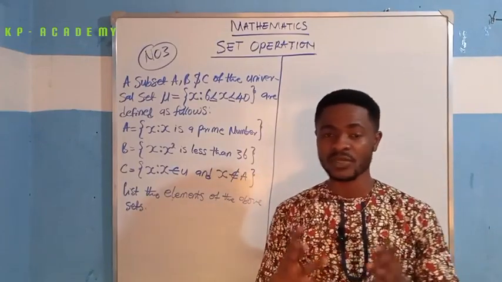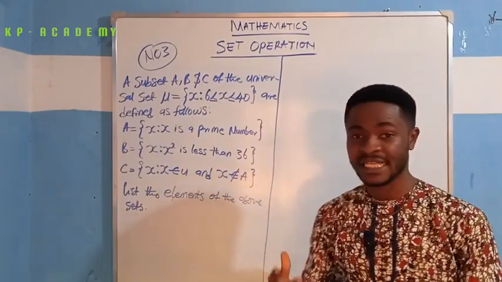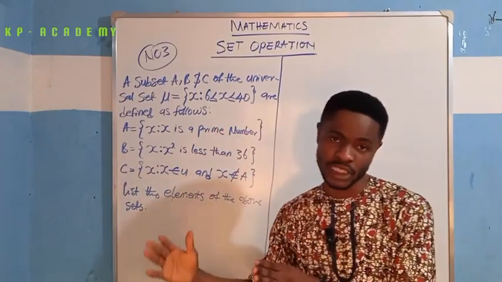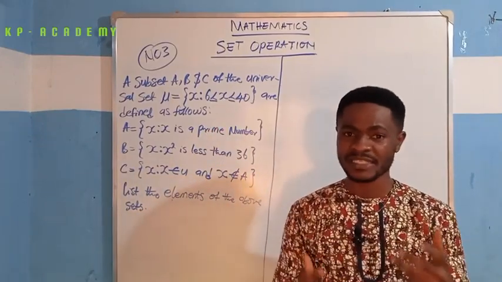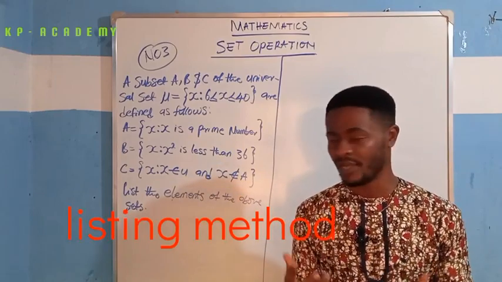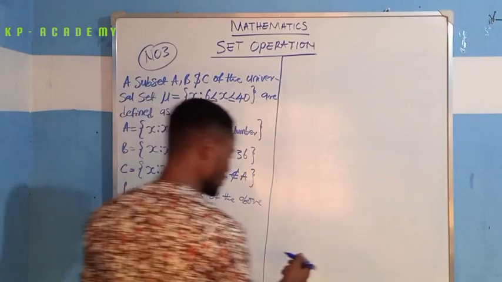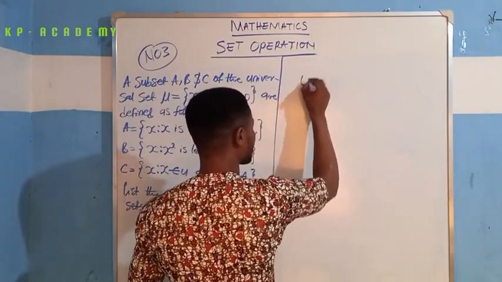So in other words, this question is given to us in a set builder method, or we are given sets of numbers in set builder notation, and we are now asked to represent these sets in the listing method. All right. Now, let me start with set U, which is the universal set.